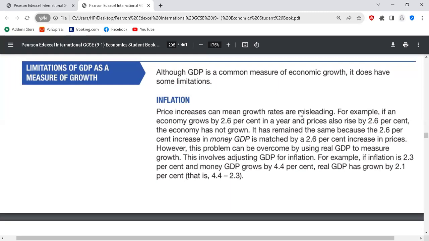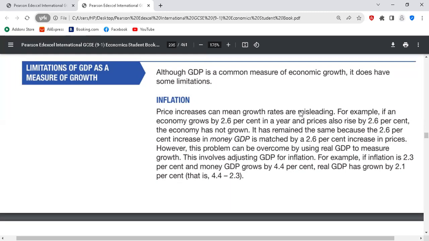Price increases can make growth rates misleading. For example, if an economy grows by 2.6% in a year, and prices are also rising by 2.6%, the economy has not grown. It has remained the same because the 2.6% increase in money GDP is matched by a 2.6% increase in prices. What they are saying is this.